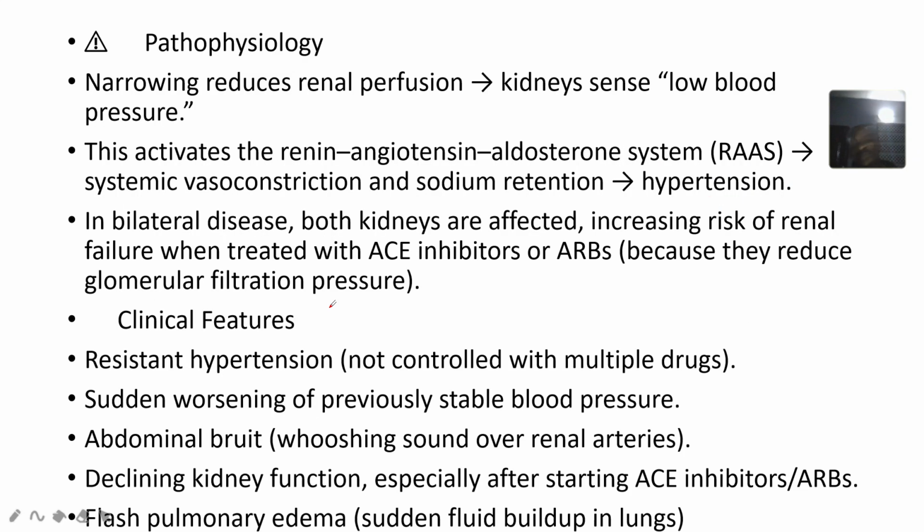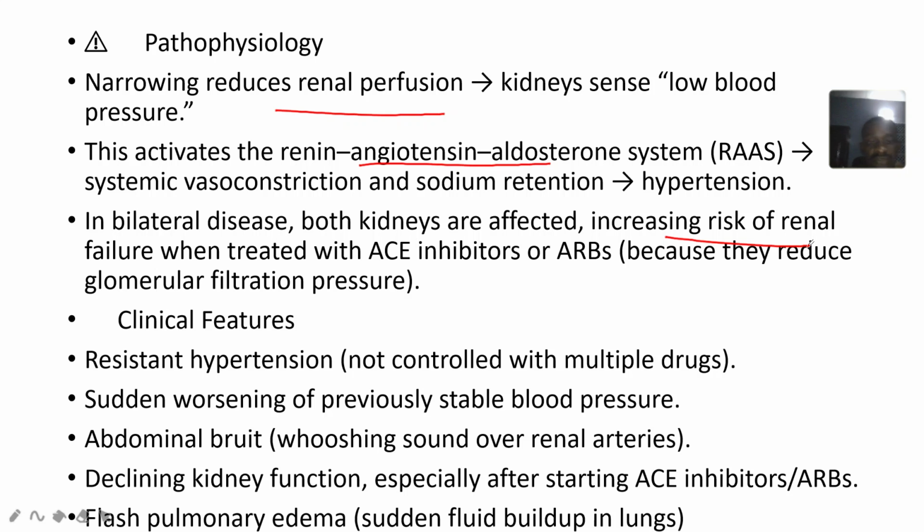Okay. So the pathophysiology is the narrowing is what will now reduce the amount of blood that will be reaching the kidneys. So there's low blood reaching the kidney. Okay. So the kidney will feel as if it's actually an issue of low blood. Do you understand? So to now activate the renin angiotensin aldosterone system. This system will further cause the blood vessels to constrict. So in bilateral disease, both kidneys are affected, and the risk of bad things coming up is more.